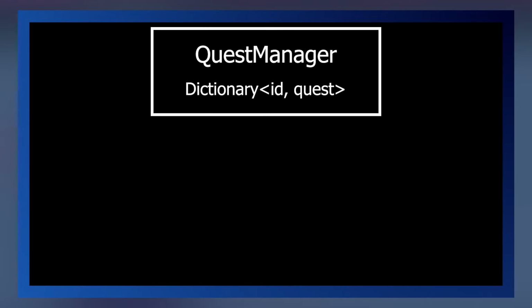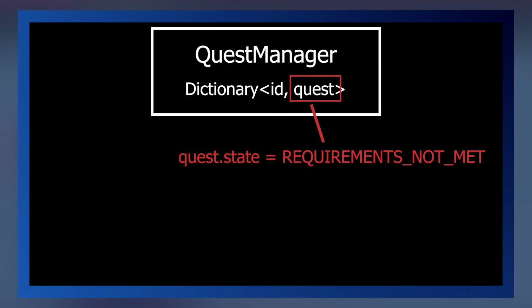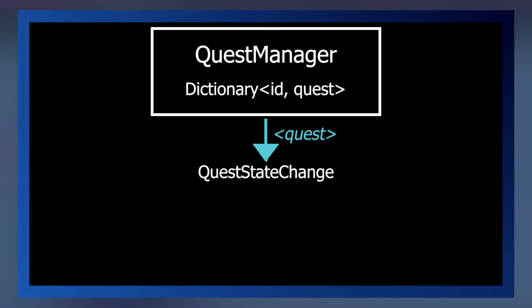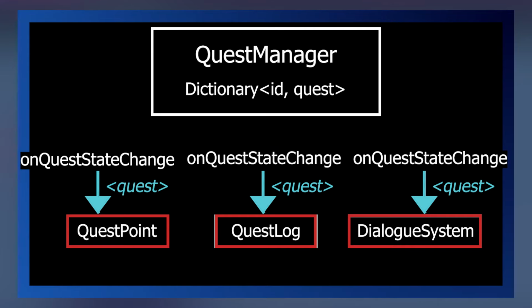The quest manager will then put those quest objects into a dictionary mapped by the unique ID for that quest so that we can easily look up a quest by its ID. When the game starts up, all of the quests will be in the requirements not met state, and they'll all be sent out through the quest state change event so that other components in the game can initialize appropriately.